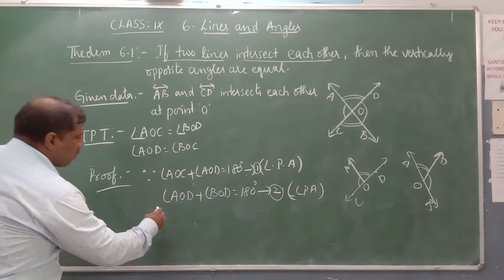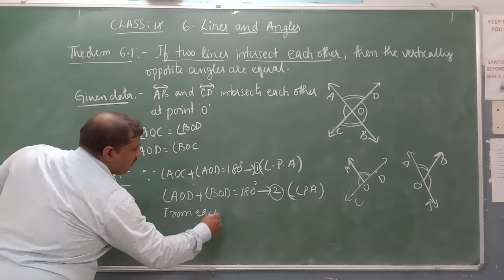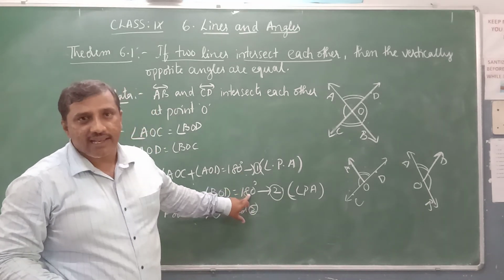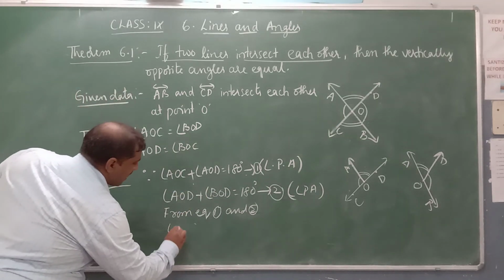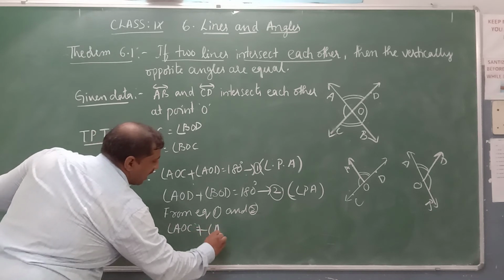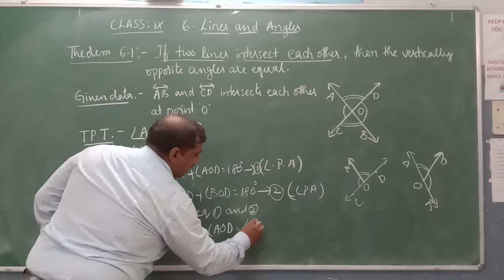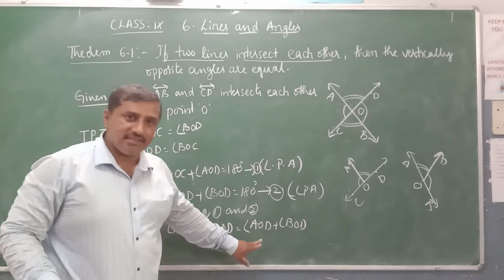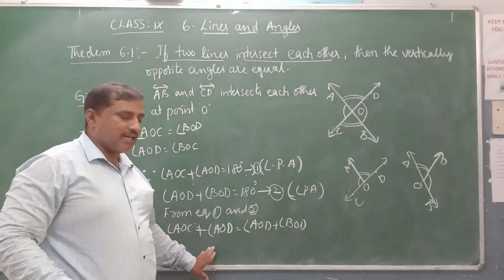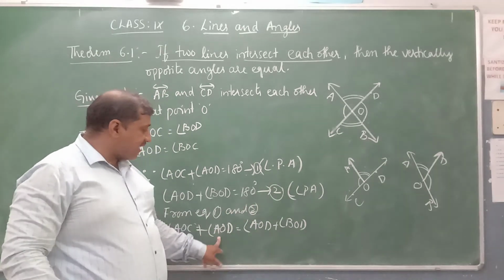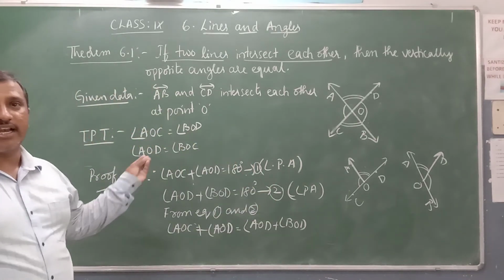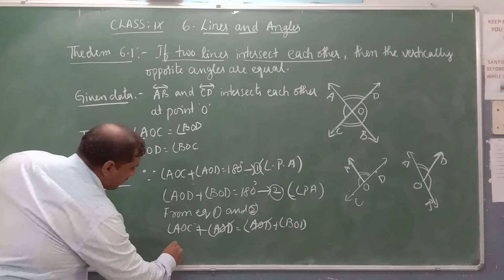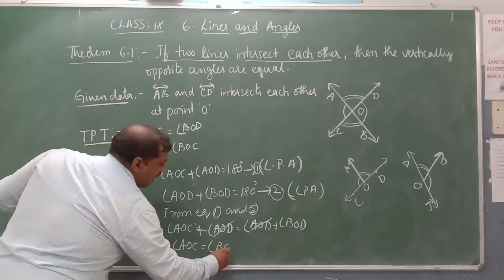Now, from equation 1 and 2, the RHS are 180 degrees and 180 degrees. Both RHS are equal, therefore their LHS must be equal. That is, angle AOC plus angle AOD is equal to angle AOD plus angle BOD. Angle AOD is on either side of the equality, so it will cancel. If angle AOD is 50 degrees, when we transpose it to the other side we get minus 50 degrees and both cancel, giving 0. What is left? Angle AOC is equal to angle BOD.